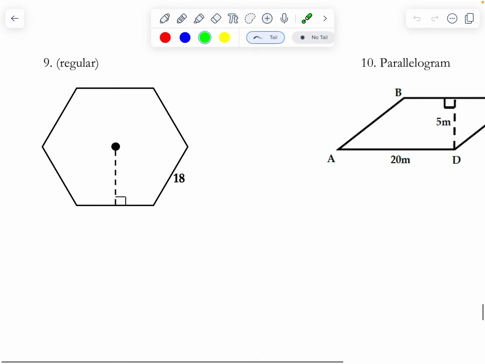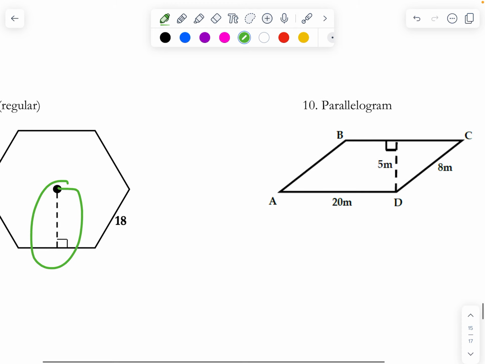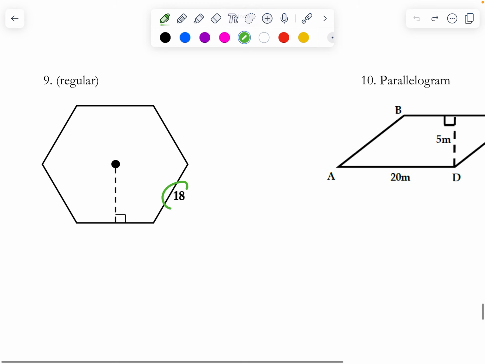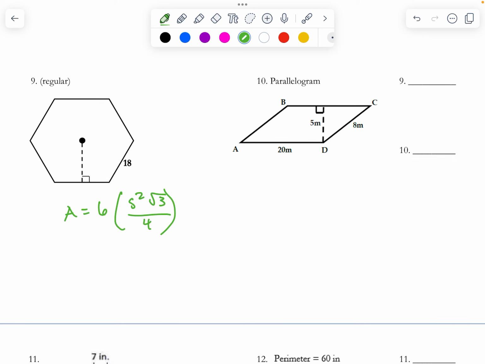One that I got commonly was number 9, because you guys have this line here. Now, this is an apothem. We have not gone over it, so it's really just here as a distractor for you guys right now. So really, the only thing that's important is just this side length. This is a regular hexagon, so just use your formula. Area is going to be equal to 6 times the side length squared root 3 over 4, and you'll find that.